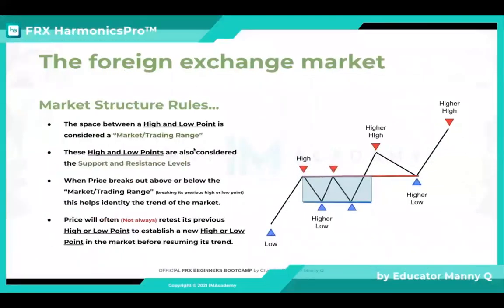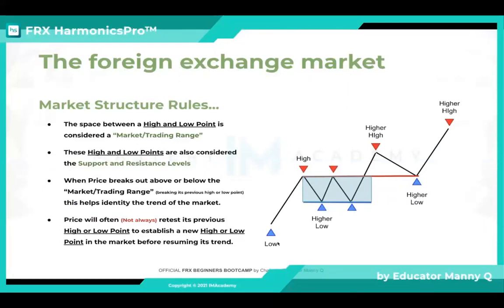But now let's come back over here. Okay? So as long as price is within this high and low point, one more time, that's considered a range. These high and low points help us determine support and resistance levels in the market. Now, when price breaks out above or below the trading range, breaking its previous high or low points, this helps to identify the trend of the market.